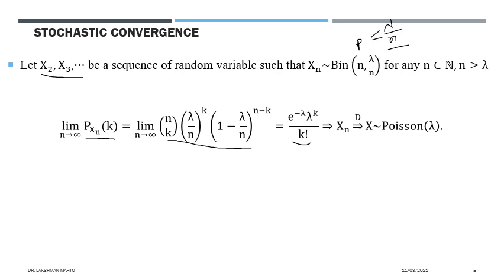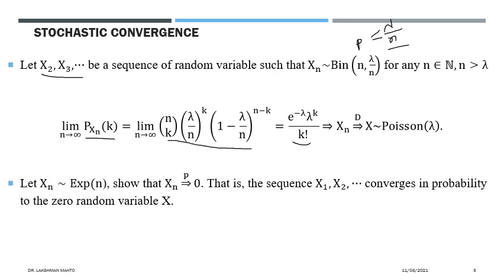One approach we had already discussed: when n is very large and the probability of success is very small, a binomial distribution can be approximated well by a Poisson distribution. The same criterion is coming through stochastic convergence as well. So we can say that the sequence of binomial distributions is converging to the Poisson distribution, with convergence in distribution.